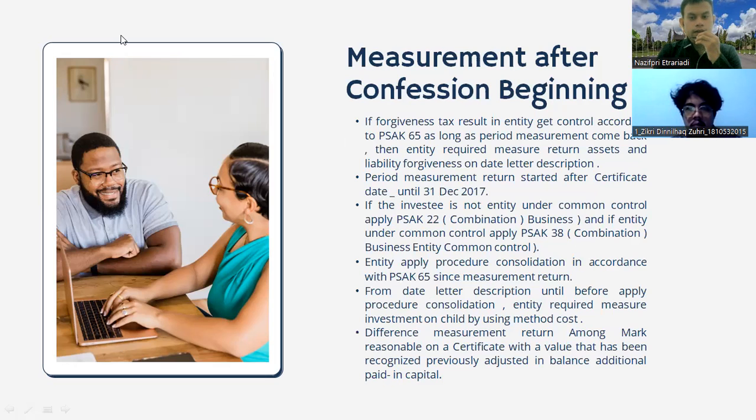If tax amnesty results in the entity getting control according to PSAK 65 as long as a measurement period comes back, then the entity is required to measure return of asset and liability in forgiveness in tax amnesty on that letter description. The period of measurement return starts after the certificate date until 31 December 2017. If the investee is not an entity under common control, apply PSAK 22 business combination, and if an entity under common control, apply PSAK 38 business combination of entities under common control.